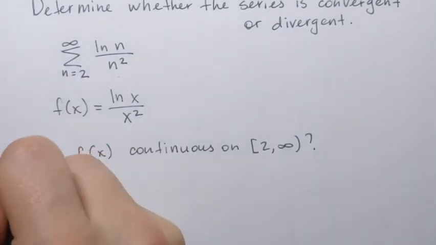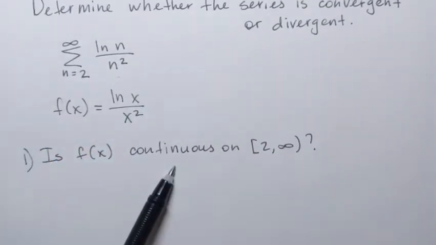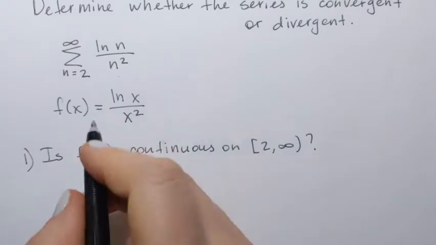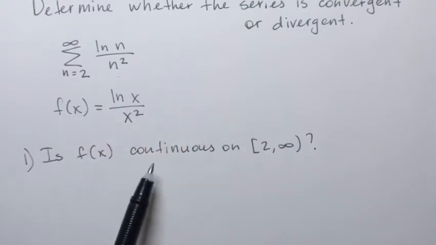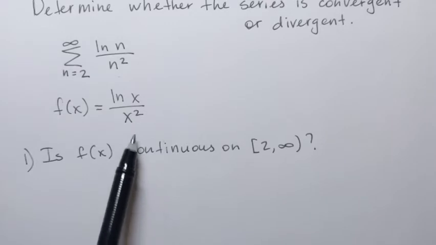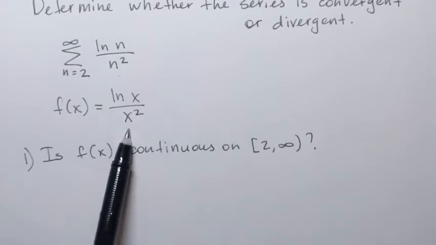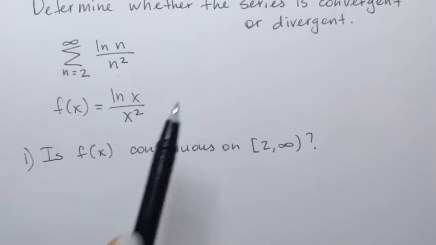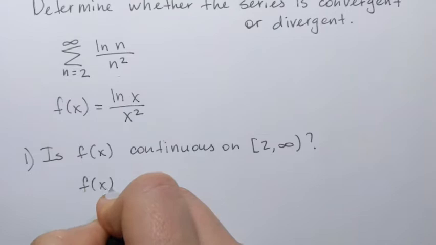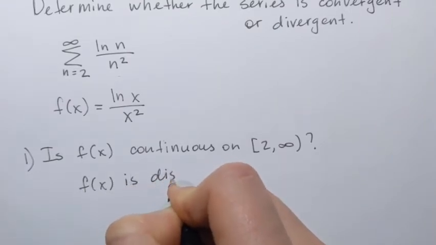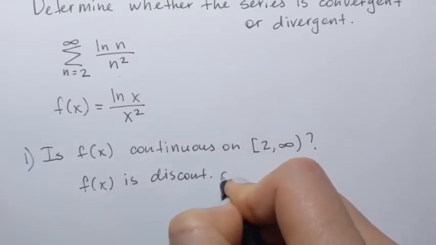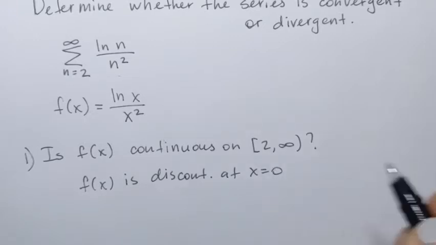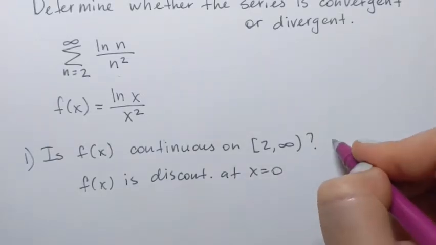So here's the first condition. Is f of x continuous on the interval from 2 to infinity? Let's think about where it's discontinuous. Well, since it has x squared in the denominator, it's going to be discontinuous when the denominator is 0, in other words, when x is 0. f of x is discontinuous at x equals 0. That means that, yes, it is continuous on the interval from 2 to infinity.